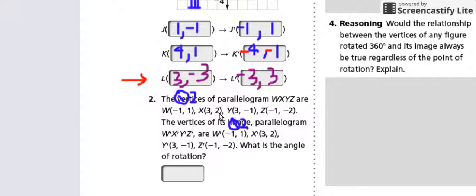3, 2. What quadrant are you? Positive, positive. Isn't that quadrant 1? Okay. Quadrant 1. So look at X prime. Look at your image. 3, 2 again. So again, you're in quadrant 1. So you started at quadrant 1, rotated, and now you're in quadrant 1 again.